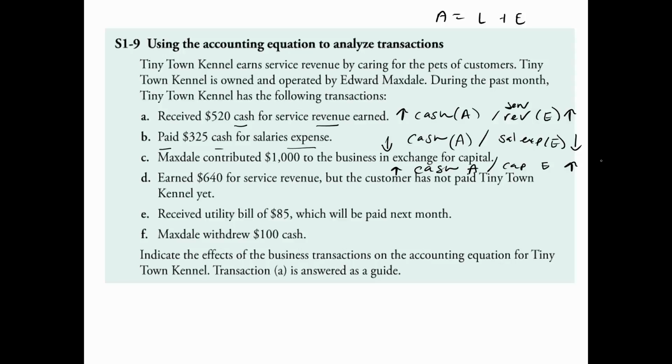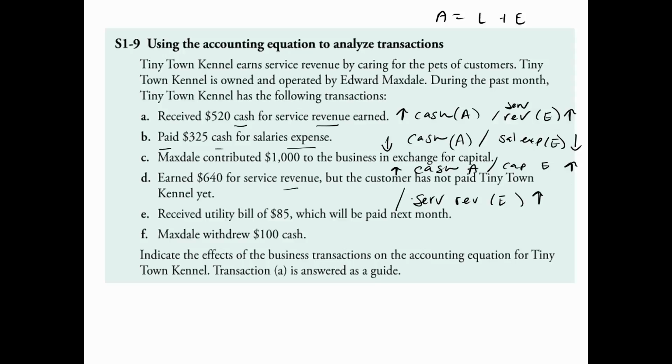I earned $640 for service revenue, but the customer has not paid Tiny Town Kennel yet. All right, so this one, let's do the easy part first, the revenue. So I've got my service revenue, which I earned, and in accounting I record it when it happens, and we call this accrual-based accounting, when it happens, not when I get paid for it. So service revenue, which is part of equity, is going to go up by $640.